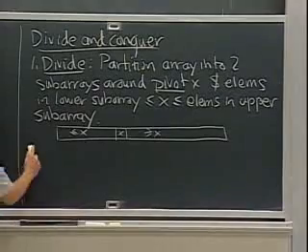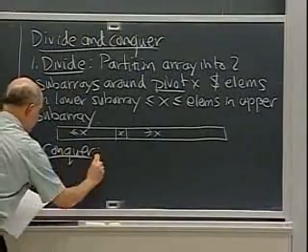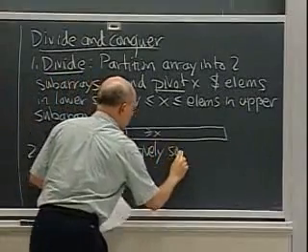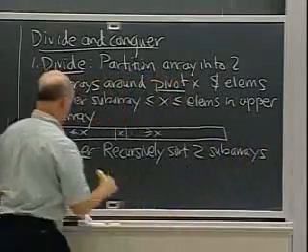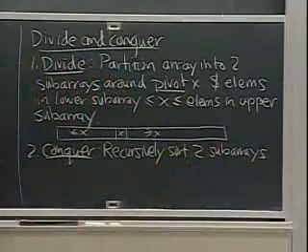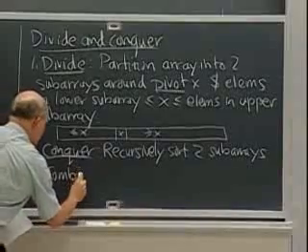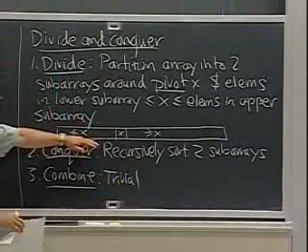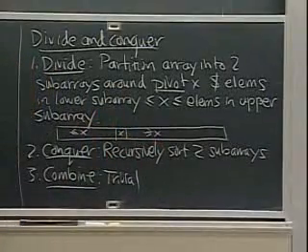Okay? And so now the conquer step is pretty easy. You just recursively sort the two subarrays. So I recursively sort the elements less than or equal to x. I recursively sort the elements greater than or equal to x. Okay? And then combine is just trivial, because once I've sorted the things less than or equal to x and sorted the things greater than or equal to x, the whole thing is sorted. So there's nothing to do really for the combine.